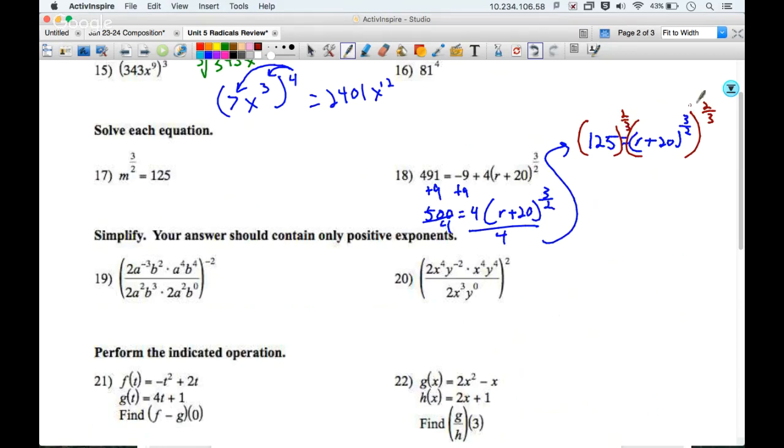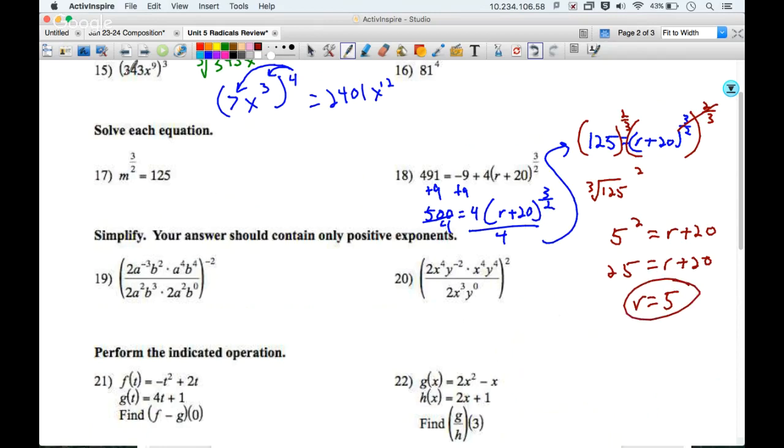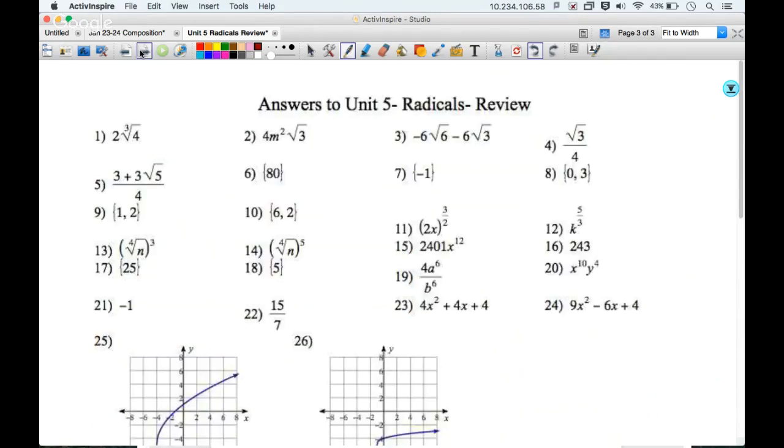All right, on this side, that's going to cancel, or essentially just become a 1. Anything to the power of 1 is just itself. And now I've got the cube root of 125, squared. The cube root of 125, I do know that that is 5. 5 squared equals r plus 20. 25 equals r plus 20. r equals 5. For 18, r equals 5.